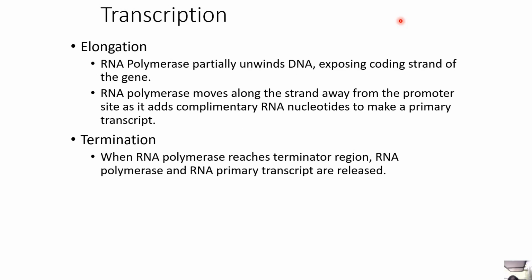So for elongation, RNA polymerase partially unwinds the DNA, exposing the coding strand of the gene. RNA polymerase moves along the strand away from the promoter site as it adds complementary RNA nucleotides to build the primary transcript. When RNA polymerase reaches the terminator region, RNA polymerase and the RNA primary transcript are released.